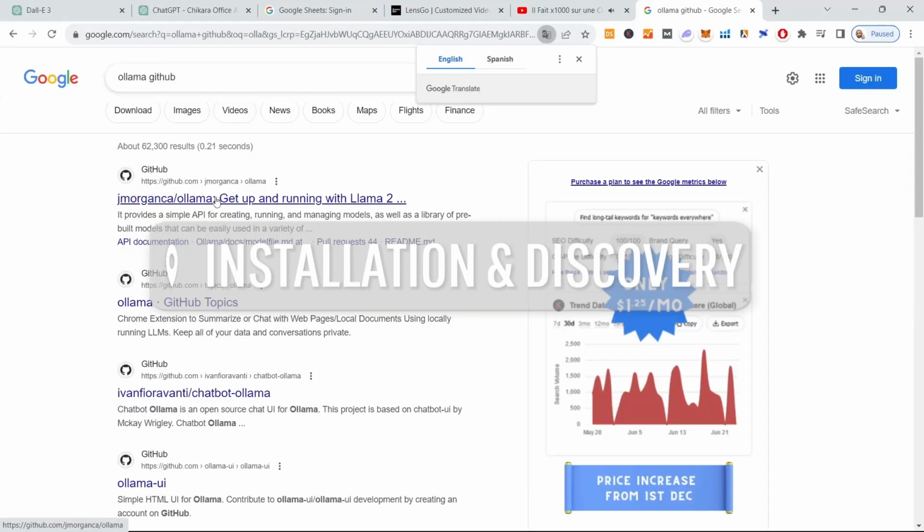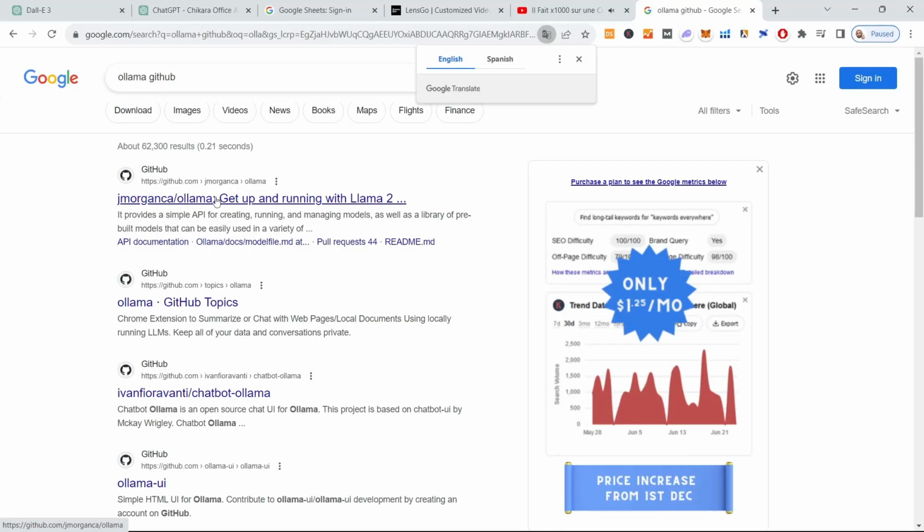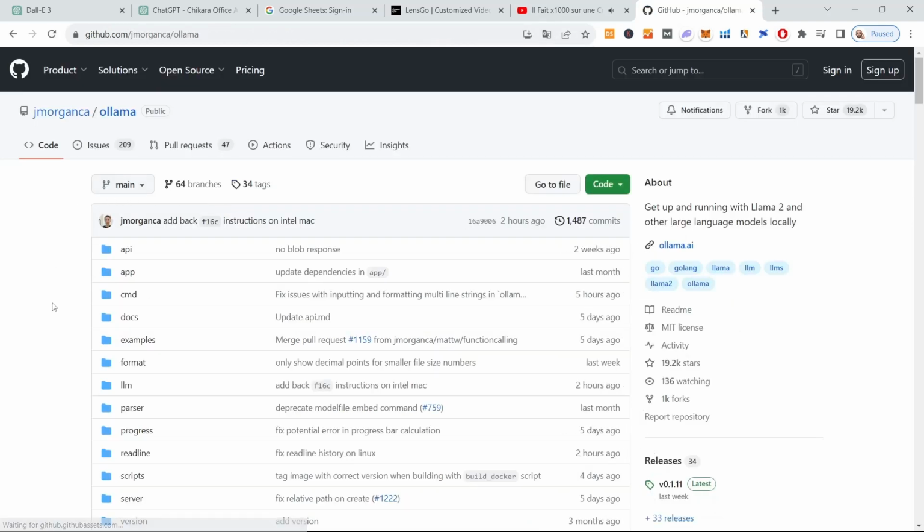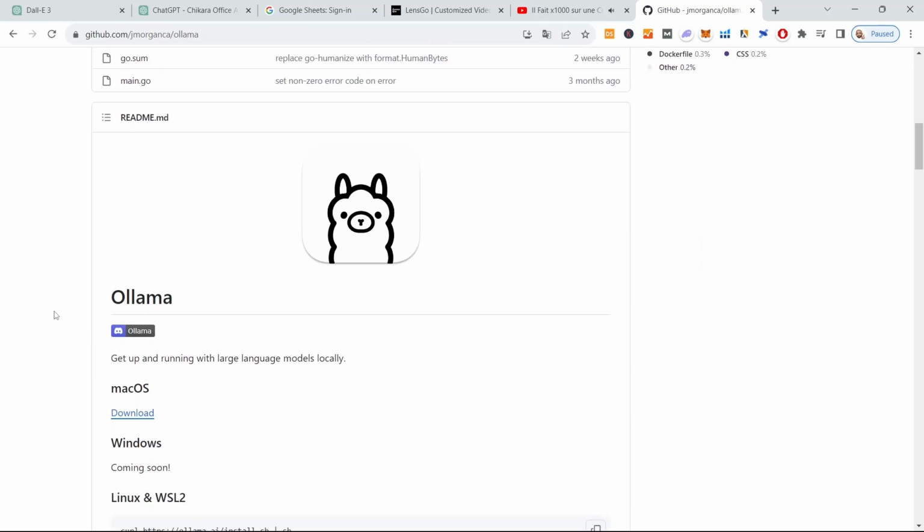So let's start with the installation and discovery. We're going to navigate to the GitHub. This is Ollama.